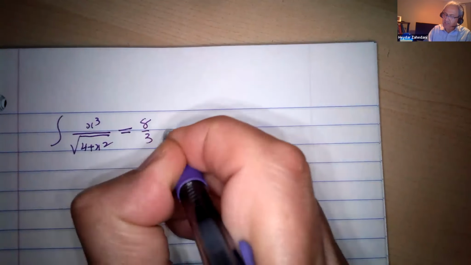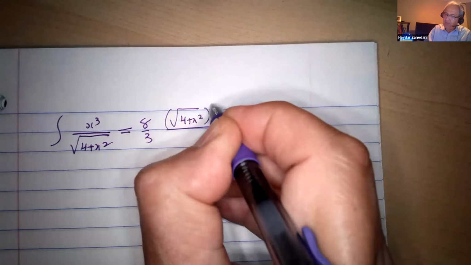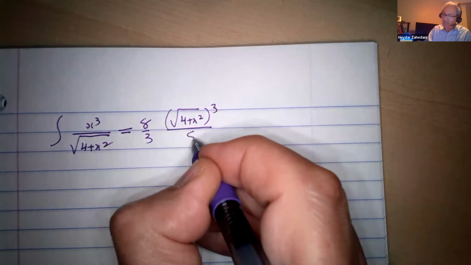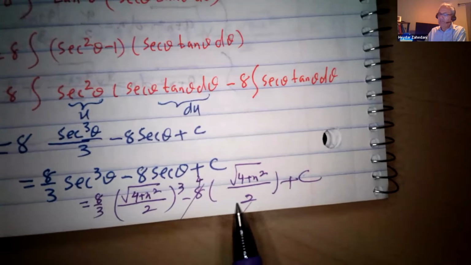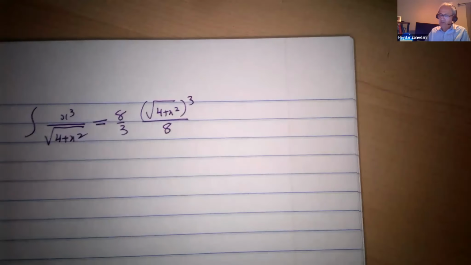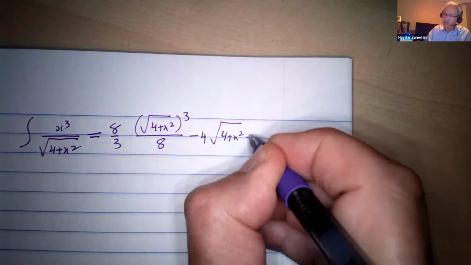You were working on x cubed integral over 4 plus x squared. So this is going to be equal to what? It's 8/3. Okay, this is going to be the 8/3. Now we have the radical 4 plus x squared cubed over 8, because that was a 2. So this is going to be cubed, the top and the bottom. And this one is going to be just 4. So it's going to be minus 4 square root of 4 plus x squared plus the constant.